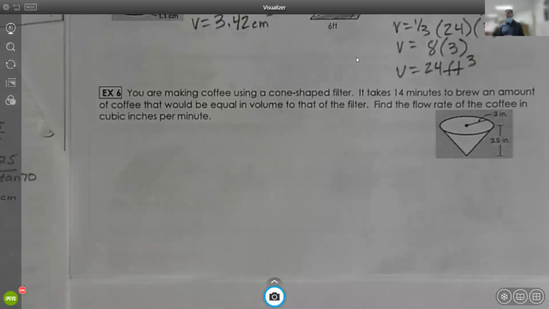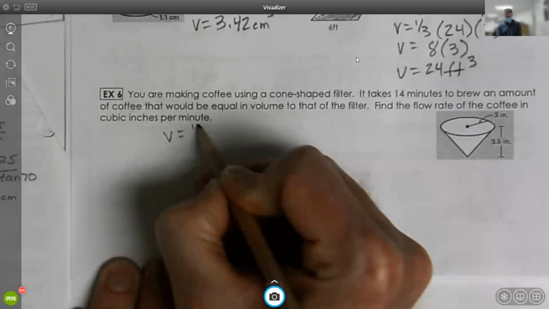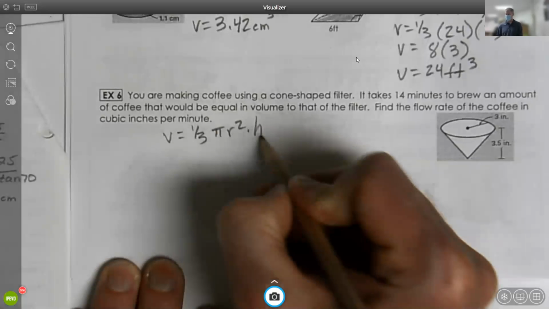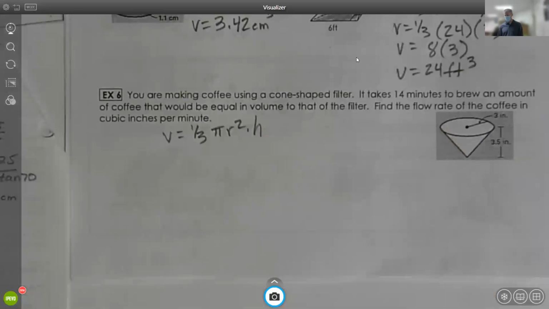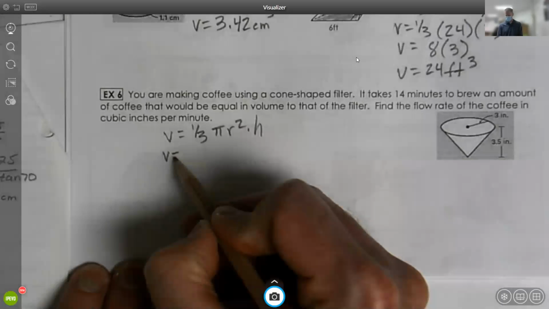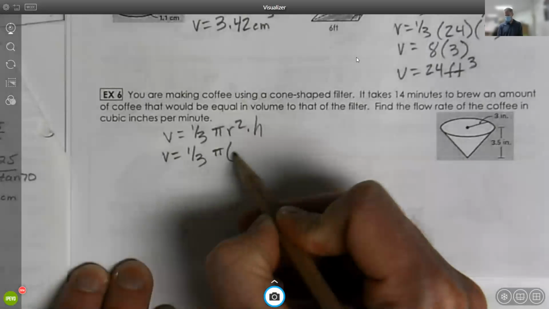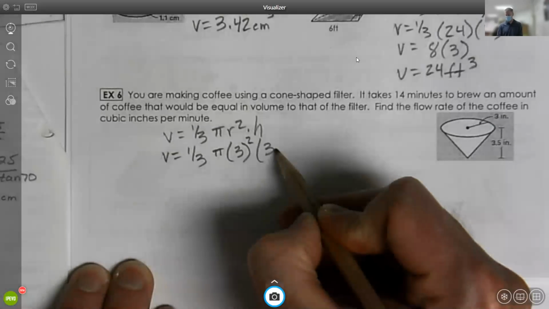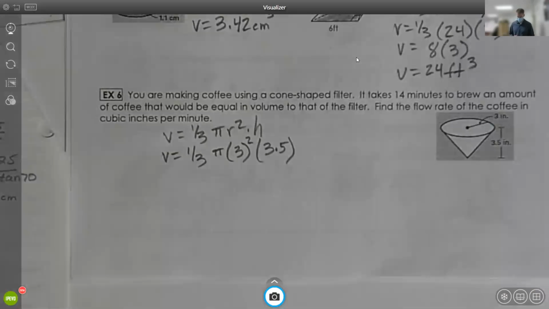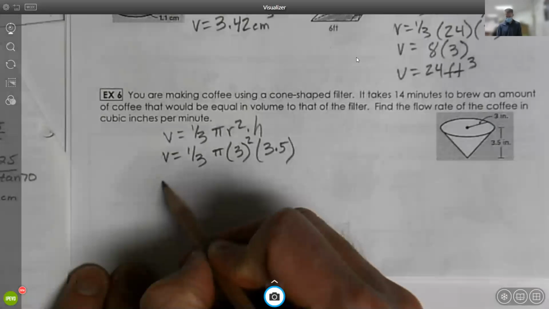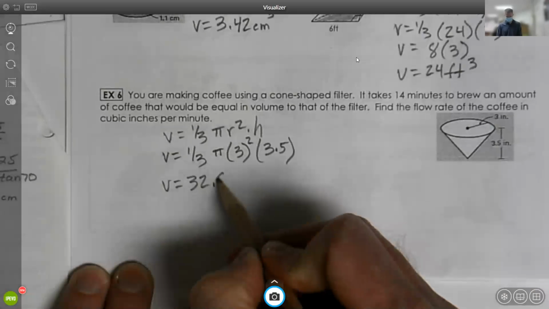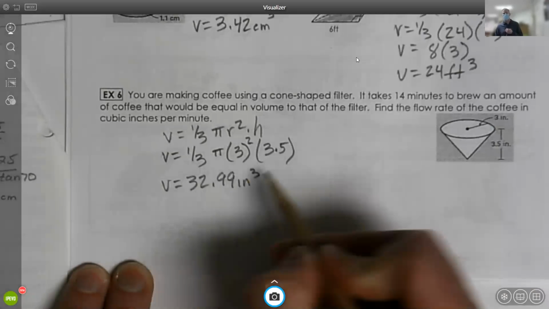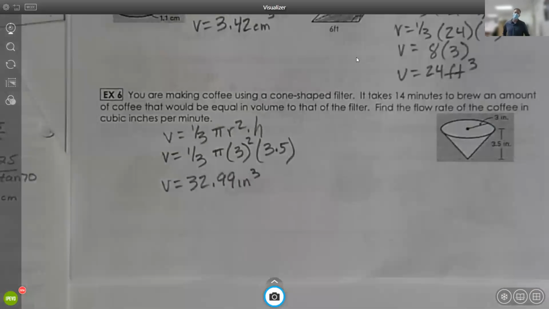So the first thing we're going to find out is what the volume is. The volume is 1/3 pi r squared times the height. Well, they give us all the needed numbers. They tell us that the radius is 3, so we need to square that. And they tell us the height is 3.5. We can plug that in. If we plug this all into our calculator, like I've shown you several times, we get a value that's very close to 33, but it still rounds to 32.99.